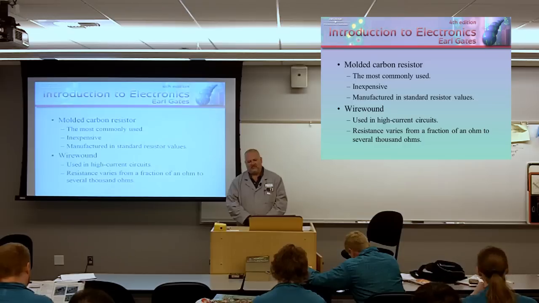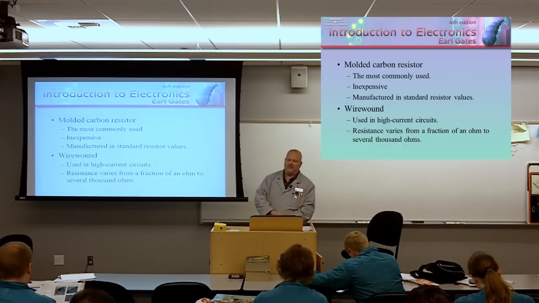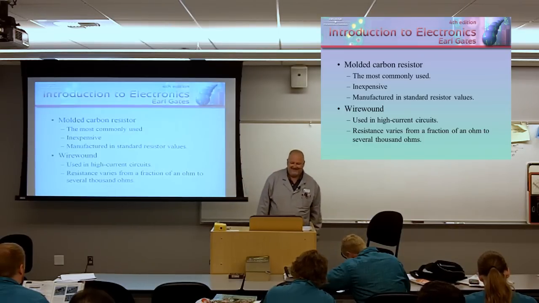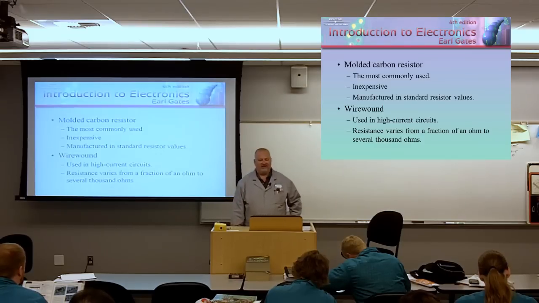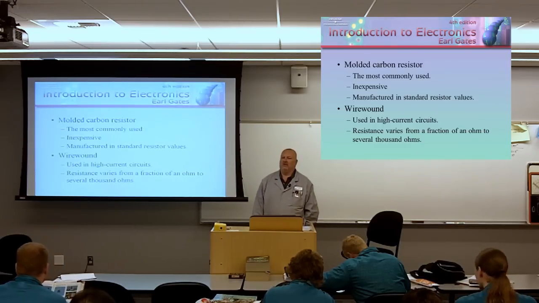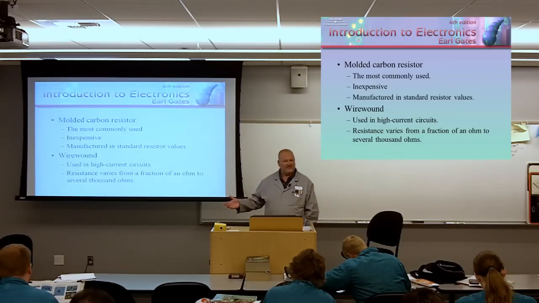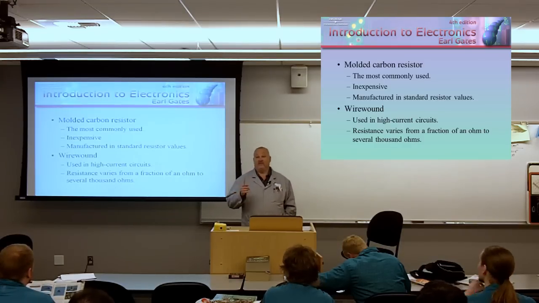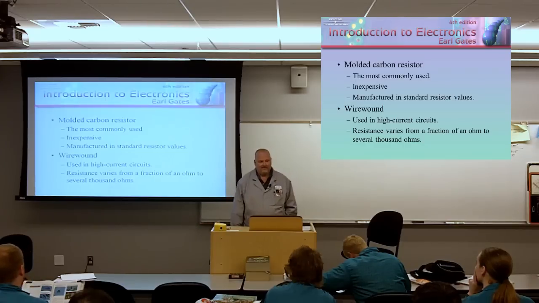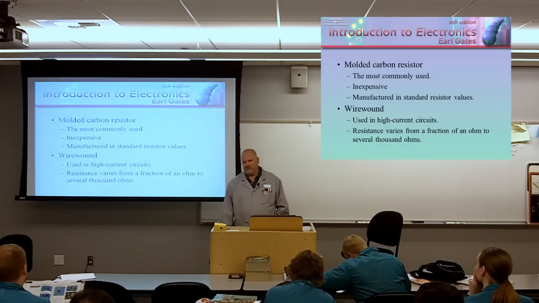Some of the different types of resistors: we have molded carbon resistors that are made out of carbon that is molded. It's the most commonly used. It's inexpensive, and it's manufactured in standard resistor values. By standard resistor values, what I'm talking about is like how tires come in different sizes. I'm sure if you wanted to, you could take a machine class and make your own wheels on a lathe or a milling machine down here. You could make your own wheel, whatever size you want.